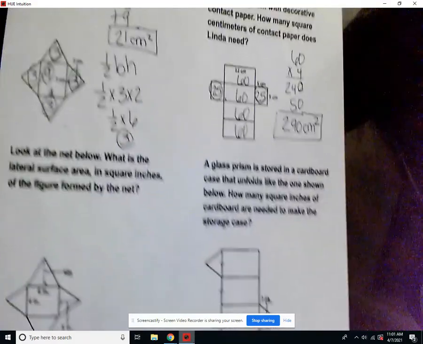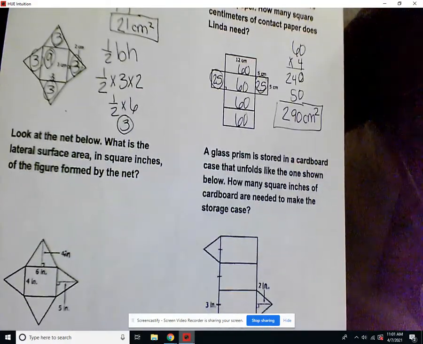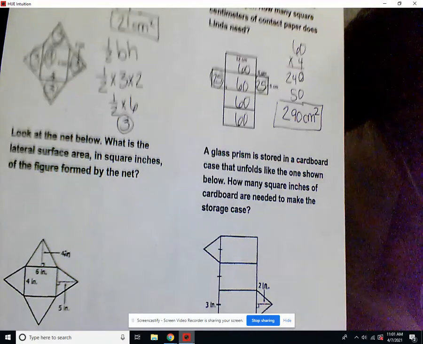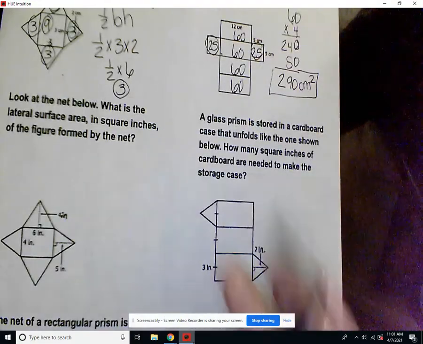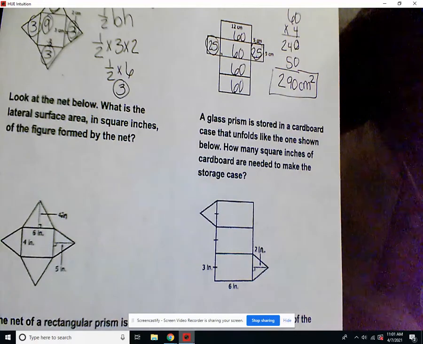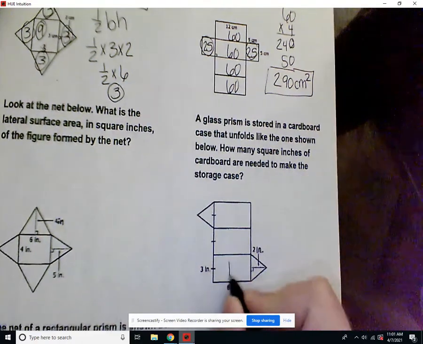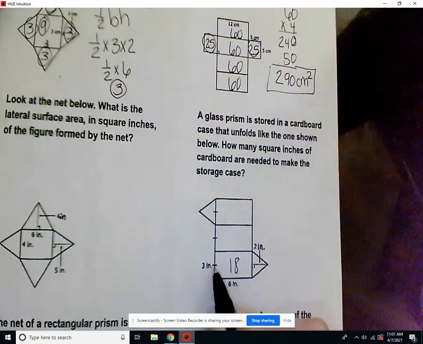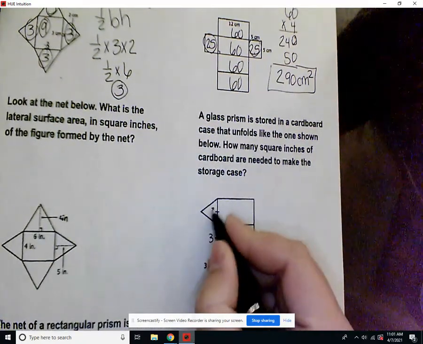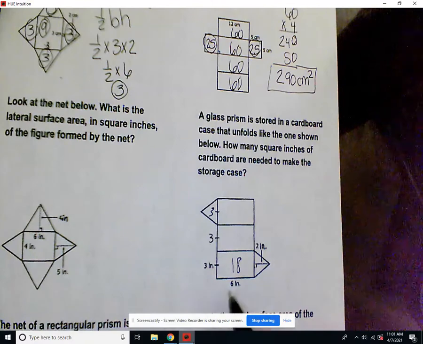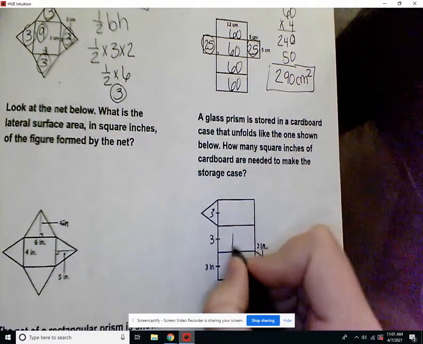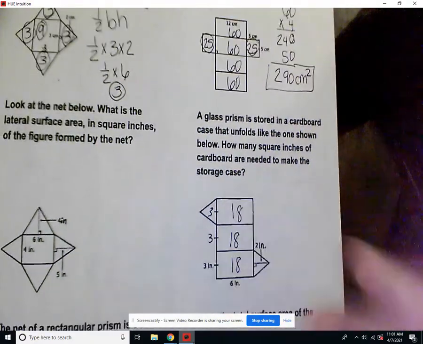All right, so a glass prism is stored in a cardboard case that unfolds like the one shown below. How many square inches of cardboard are needed to make the storage case? So again, find the area of each shape, and then we're going to add it together. I'm going to start with the rectangles. So 3 and 6 is 18. And this line means all the way is 3. And since the long side is 6, all of these are going to be 18.